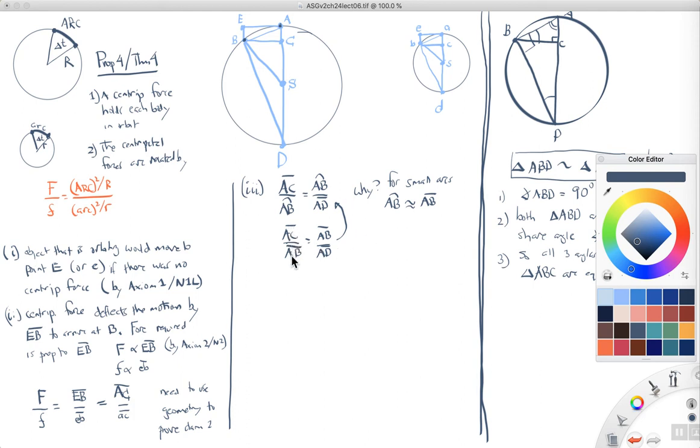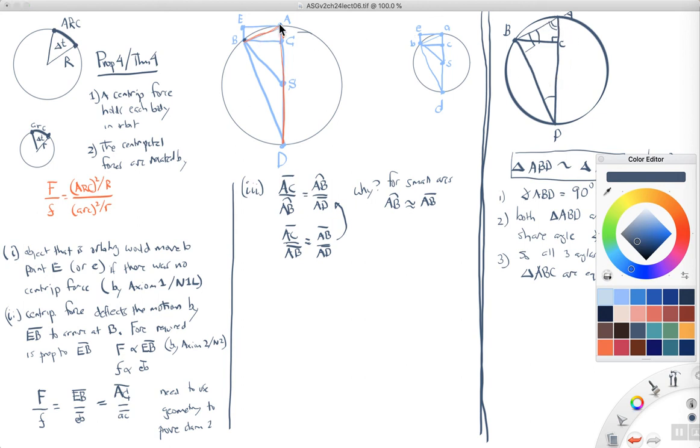So is AC to AB equal to AB to AD? In other words, is this length here to this length here in the same ratio as this length here is to this length here? We're relating those. How do we know that's true? Well, now we just go back to this triangle I just demonstrated.